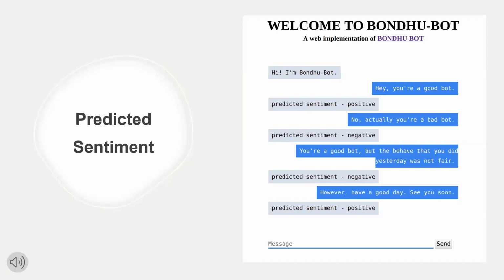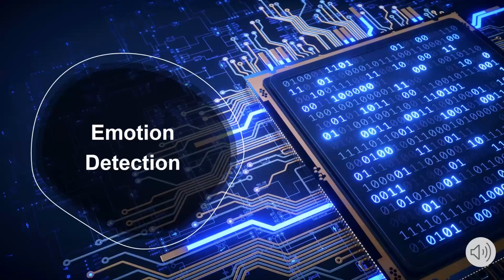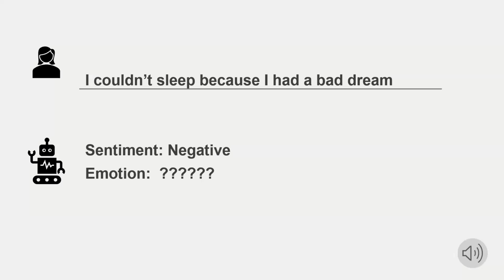All right. So emotion detection. Through sentiment analysis, a machine just understands the polarity, whether it's a positive sentence or a negative sentence. For example, I couldn't sleep because I had a bad dream. Now, the sentiment is negative. However, we don't know what specific emotion the person was going through, whether the person was sad or uttered the sentence in fear. We don't know what the person actually expressed. So for this reason, we have also done emotion detection.